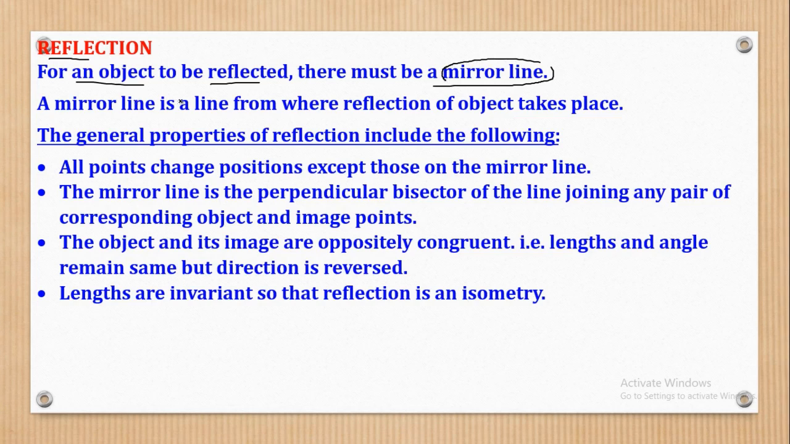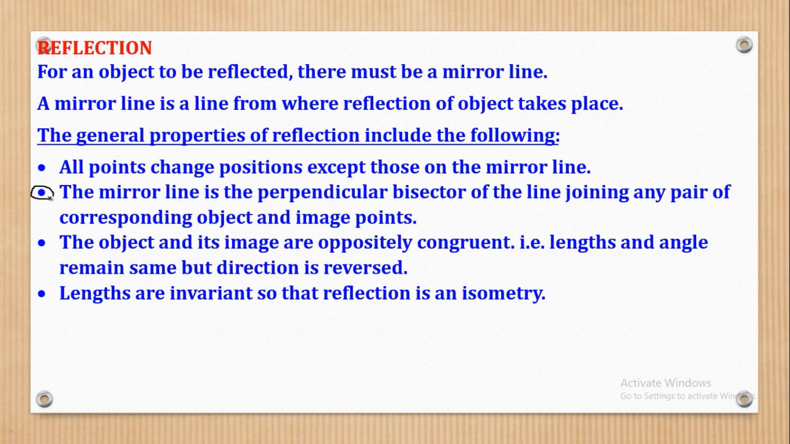So what is a mirror line? A mirror line is a line from where reflection of an object takes place. There are some general properties of reflection, and these include the following. 1. All points change positions except those on the mirror line. So points on the mirror line do not change position, but the rest of the points will change position. We shall see that under the worked examples. But let's see all the properties.